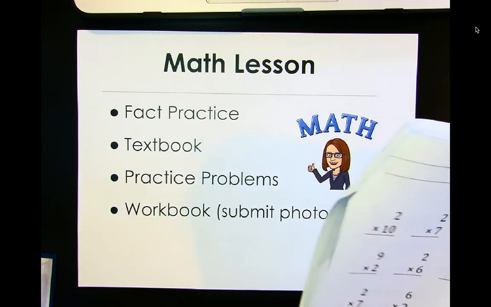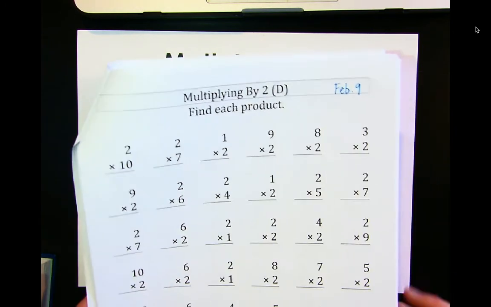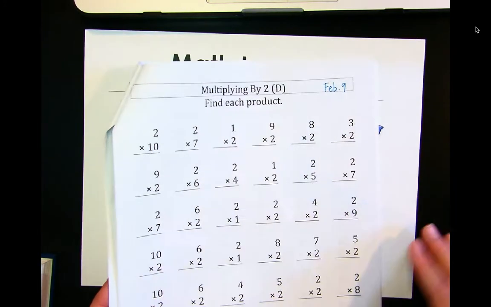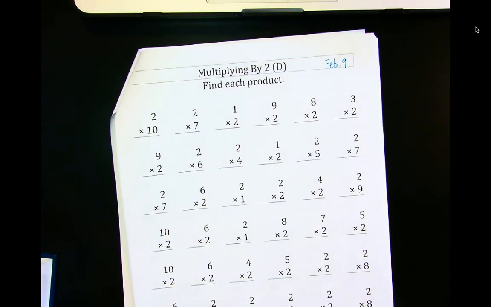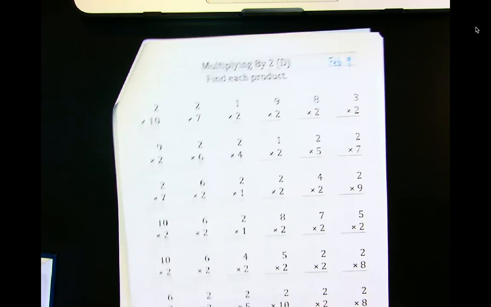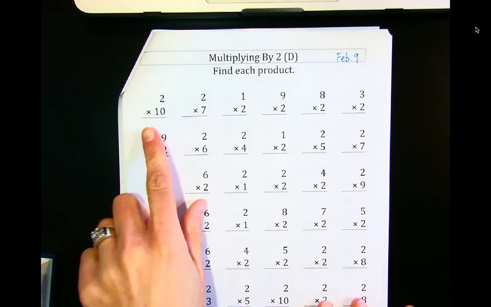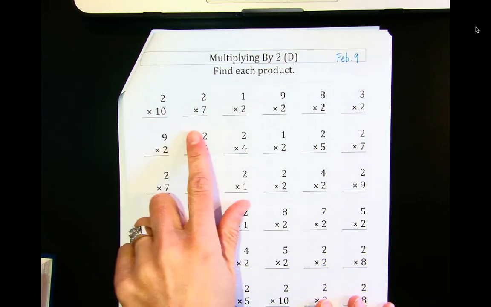So we have my fact practice packet for today. And let's see, today is February 9th. So if you would like to write the date up there, you could do that. And today we're just going to review a little bit of multiplying by 2, and then we're going to get to multiplying by 3. But it's really good practice for our brains to do a little review and kind of get into math mode. So let's go ahead and do some of our multiplying by 2's facts.